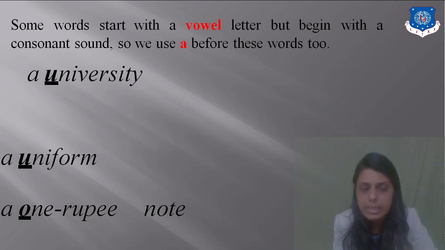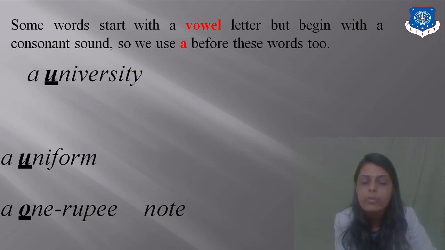So here you can see the example. A university. The letter given here is U. University spelling starts with U. It's a vowel, right? But when you speak university, the sound you make is a "you" sound. So that is a consonant sound. So a is utilized before a consonant sound, even if the word starts with a vowel letter, right?